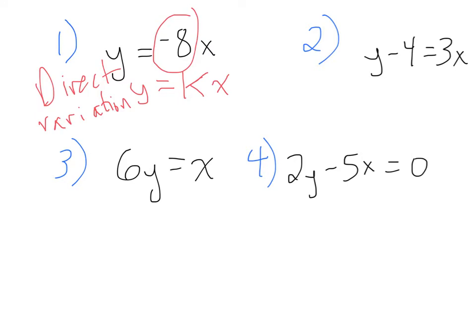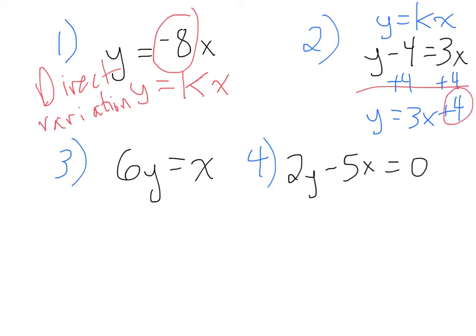Okay, next up we have this equation, y minus 4 equals 3x. At first glance it does not look like a direct variation because it's not written in this form, y equals kx, but be careful, because sometimes it may not start out looking in that form, but it can be manipulated to look like that form. So let's try to isolate our y and see what happens. If we add 4 to both sides, we get y equals 3x plus 4. We did our best, and we did not get a direct variation because quite clearly here the y-intercept is 4. So this is not a direct variation.